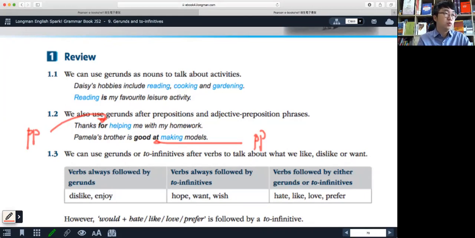So here, look at 1.3. The third way is the way that we are teaching you in this unit. We can use gerunds or to-infinitives after verbs to talk about what we like, dislike, or want. Like here, verbs followed by gerunds, verbs followed by to-infinitives, and verbs followed by either gerunds or to-infinitives. So these are verbs here. After dislike or enjoy, we use gerunds. After hope, want, or wish, we use to-infinitives. All right.